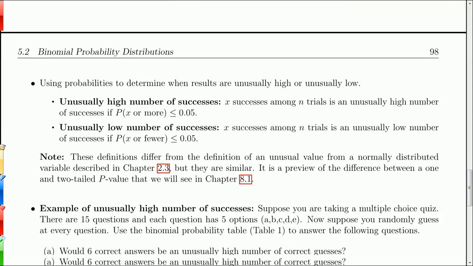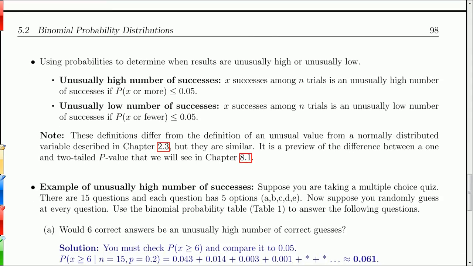Alright, so we're going to start using these probabilities to define when something unusual has happened. And we did this before when we discussed an unusual IQ or an unusual height, where we said it was more than 2 standard deviations above the mean. Well, here's a similar situation. We're going to start defining what it means to have an unusually high number of successes and an unusually low number of successes. And if we have X successes and N trials, that is unusually high. So it's high if the probability of getting X or more is small. How small? Less than 0.05.